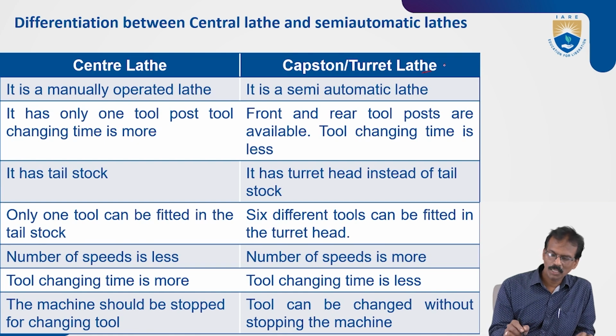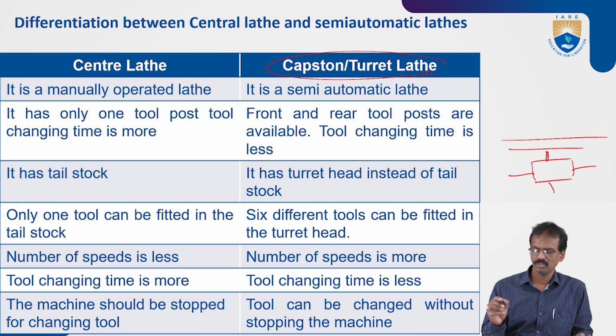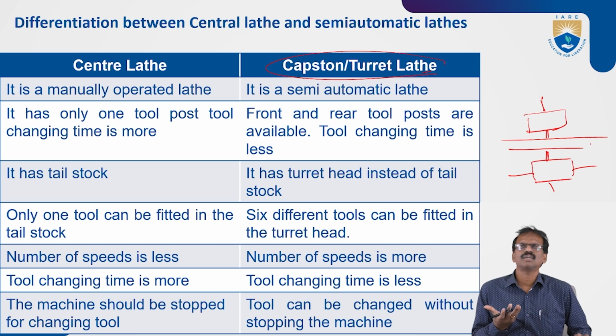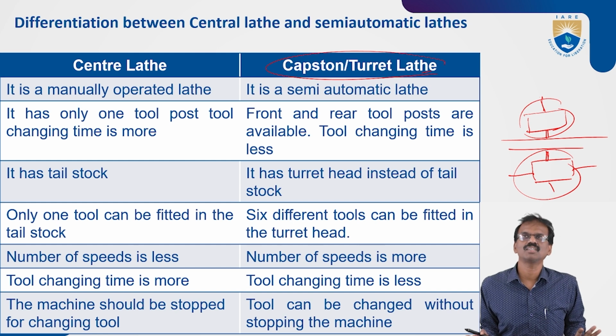But in the case of capstan and turret lathes, in the front portion along the guideways we have tool posts where we can fix different tool bits. In the rear portion also we have tool posts, so we can fix two tools there. So a number of tools can be fitted on this lathe machine. The turret head has 6 faces, and on each face we can fit different types of tools. So 6 tools plus 4 more, a total of 10 tool bits, can be fixed at a single time.